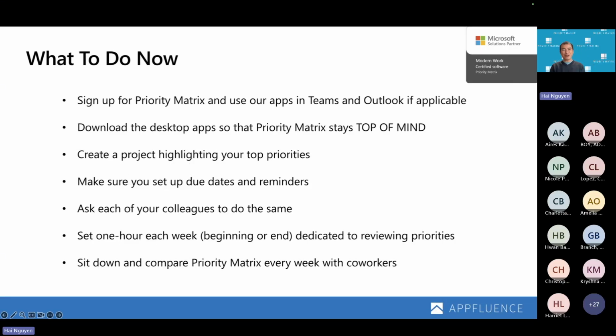So what should you do now? First, if you use Microsoft Teams and Outlook, make sure you install Priority Matrix for that. If you use Mac or Windows and you want our desktop application, I do recommend those desktop applications because it helps keep Priority Matrix top of mind for you.